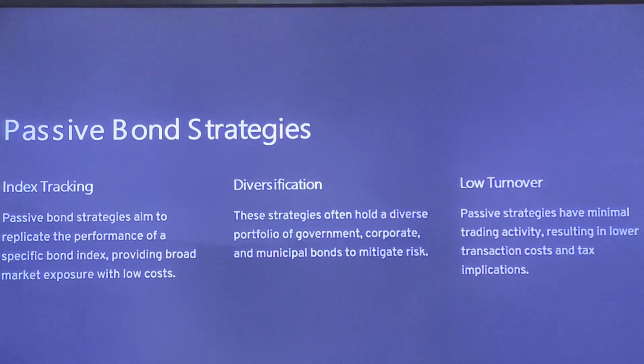Index tracking. These are passive bond strategies aimed to replicate the performance of a specific bond index, providing broad market exposure with low costs. The main objective of this is to replicate the performance of a specific bond index.